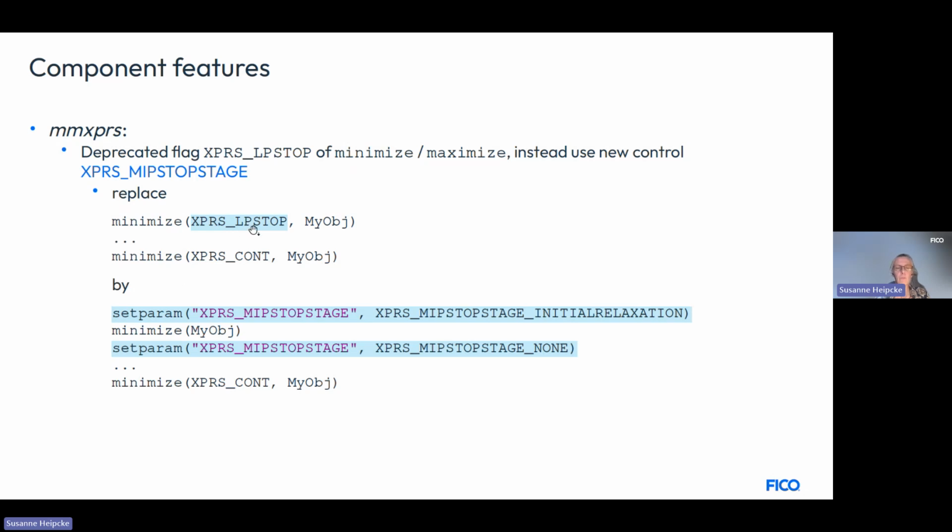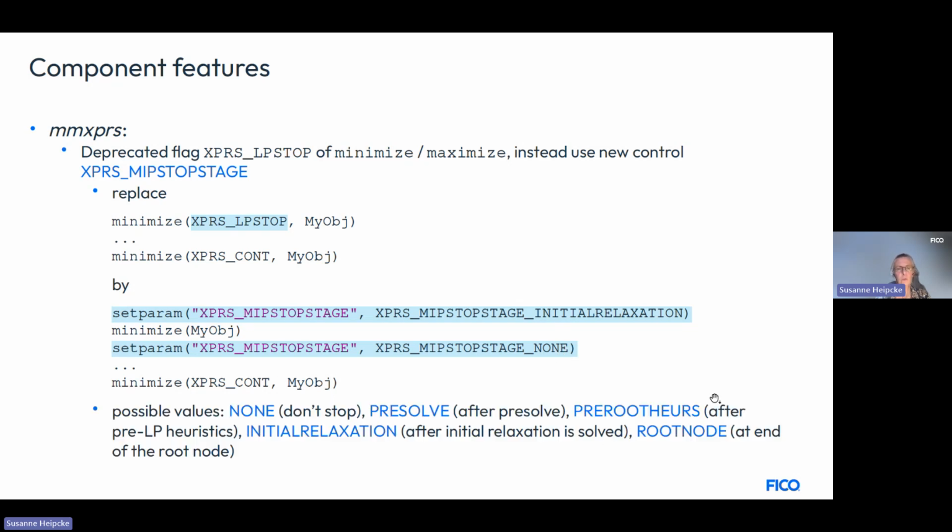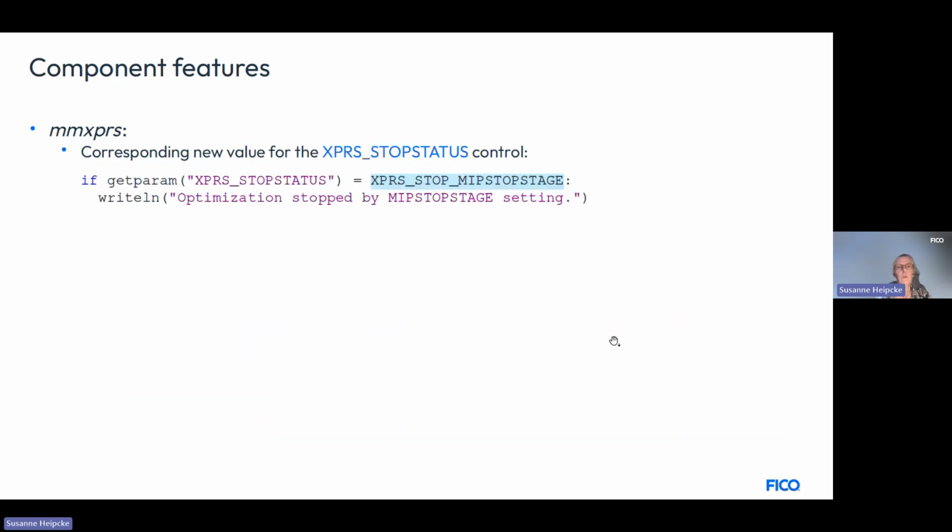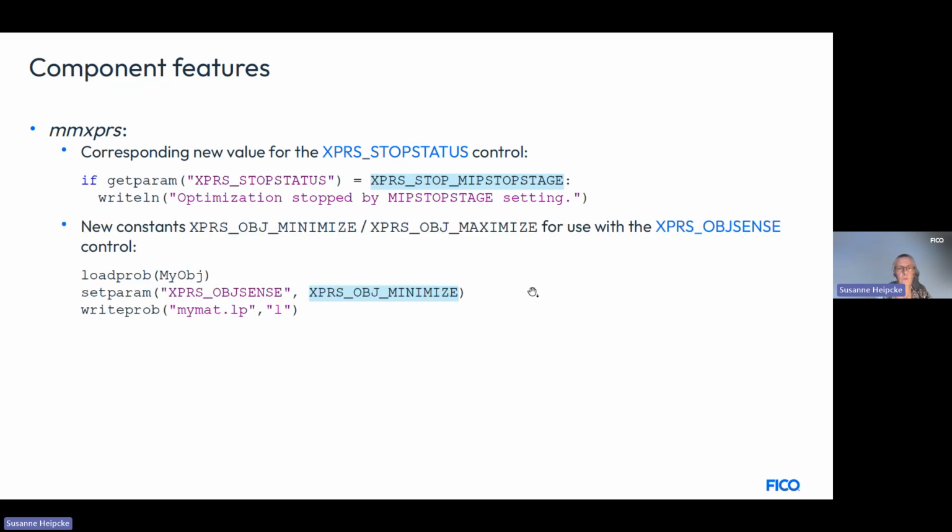Previously, if you had minimize, LP stop, and perhaps do some heuristics, load solution or something else where you wanted to interact, and then continue. Now you replace this by surrounding the initial call with MIP stop stage, first the initial relaxation, and then removing this stop, and this cont piece, so to continue this solve, remains as is. And yeah, so we have the different values that we have seen, so more possibilities of interaction with the Xpress solver. And if now I was halted by the stop stage, so there's a new value also for the stop status. So if I have this initial stop, then I actually can see this as the stop stage value.